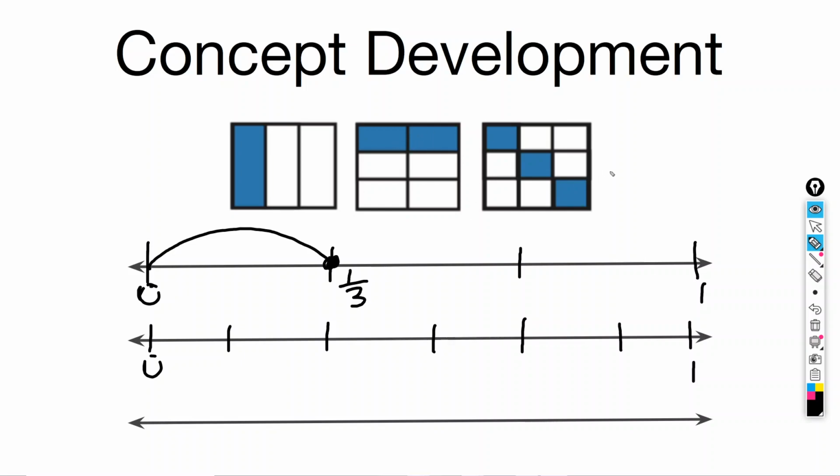So that means I need to make 2 jumps. I'm going to start at 0, 1, 2 jumps out of the 6 pieces altogether. So that fraction is 2/6. Let's look at the last one.